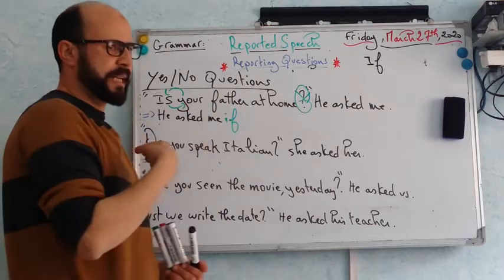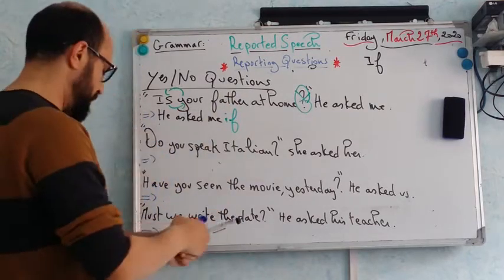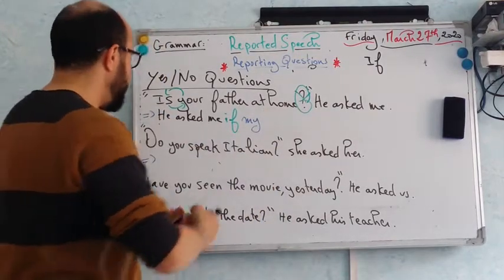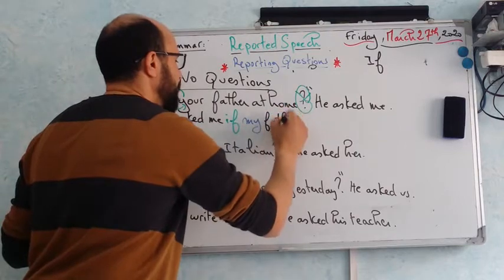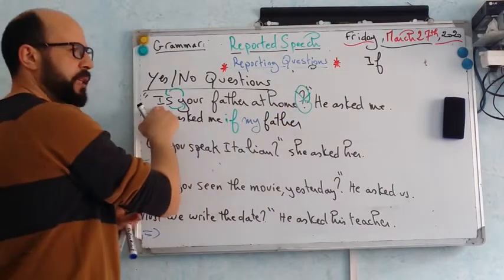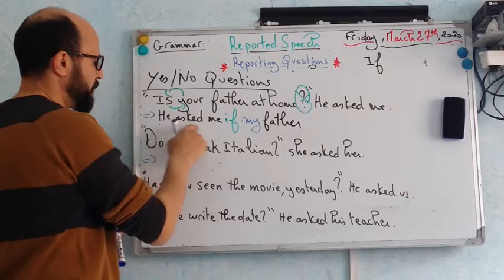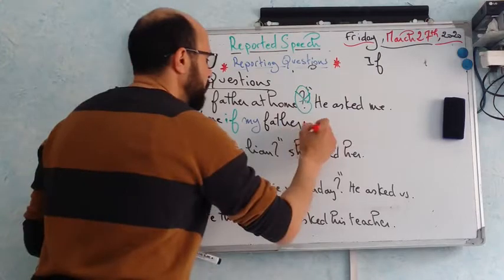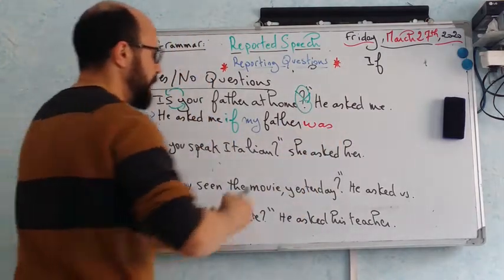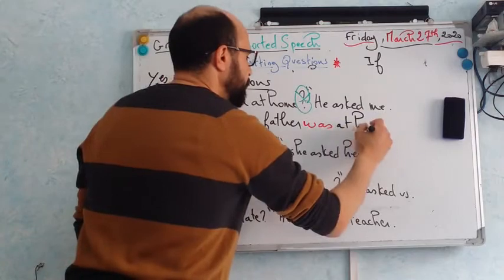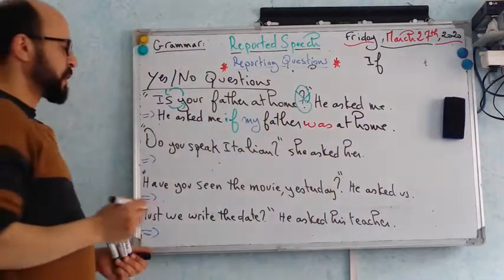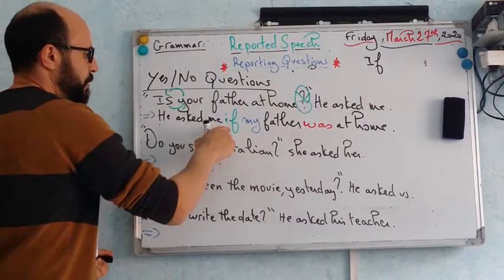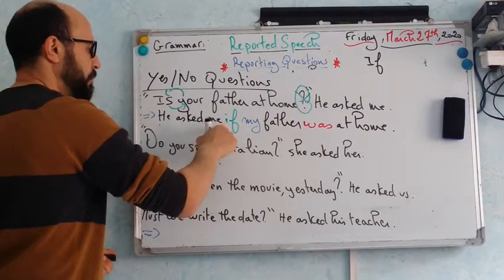Your father, so he's speaking to me. He's speaking about my father. So if my, your becomes my father. Now the verb is simple present of to be, because we have the reporting verb in the past. Simple present becomes simple past. Was. Good. At home. So pay attention. With yes-no questions, we add if in the beginning of the reported question.